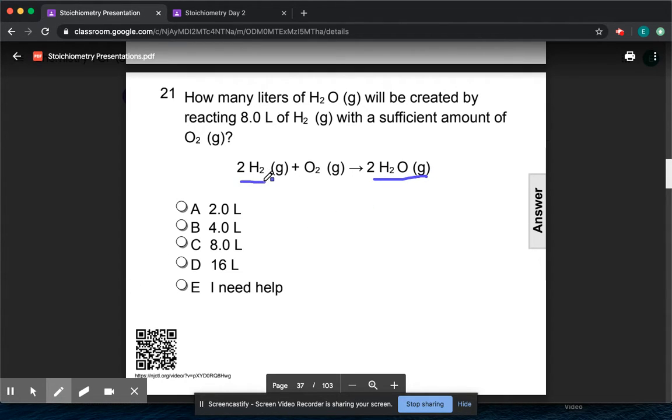Okay, so this is what we're looking at. They basically told us to ignore oxygen. We have a sufficient amount of oxygen; we're not worried about the oxygen. We want to know how many liters of water we're going to make if we have 8 liters of H2.